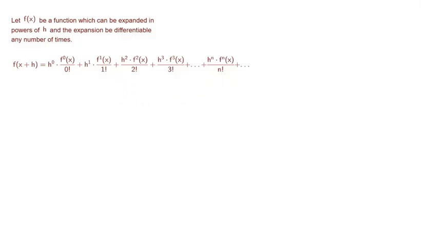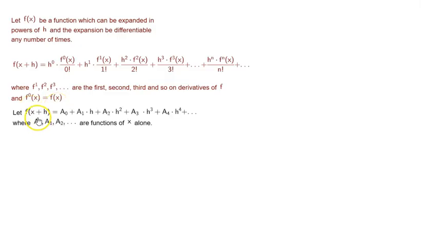Now here, one thing that we have to be clear about is that as far as the exponents of h are concerned, they represent the powers. Whereas when I say f1, f2, f3, f4, they are the first, second, third, and so on derivatives of f. And f0 of x is basically the 0th derivative, which means basically the function itself. So this is what Taylor's theorem says.